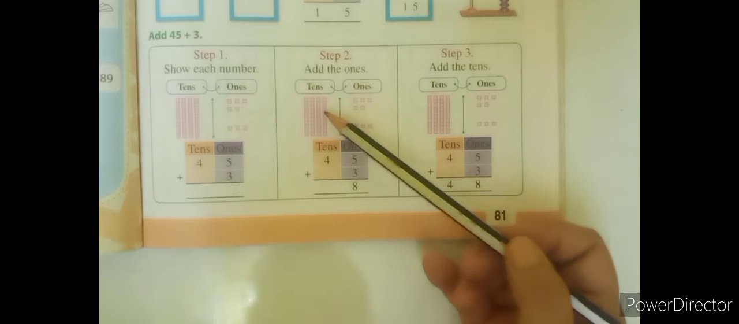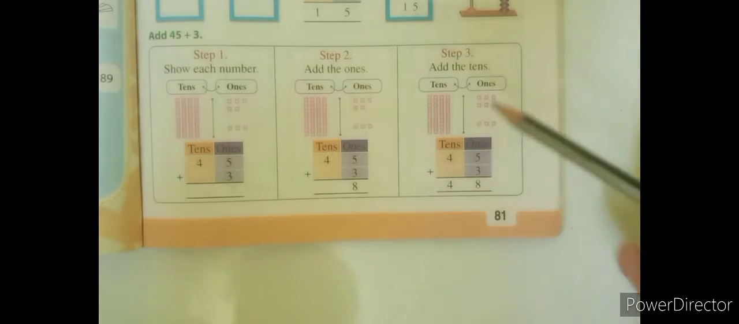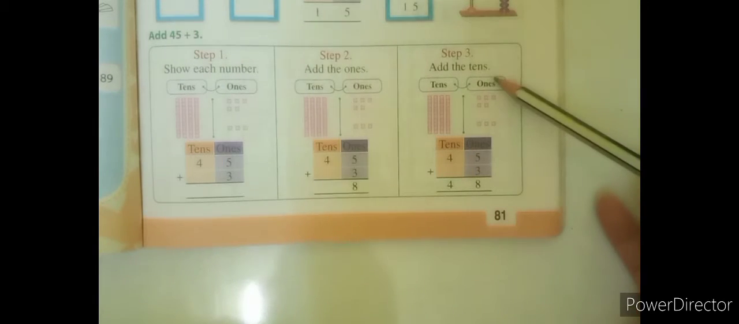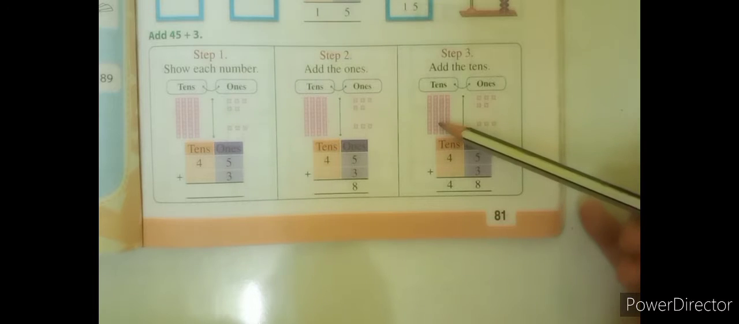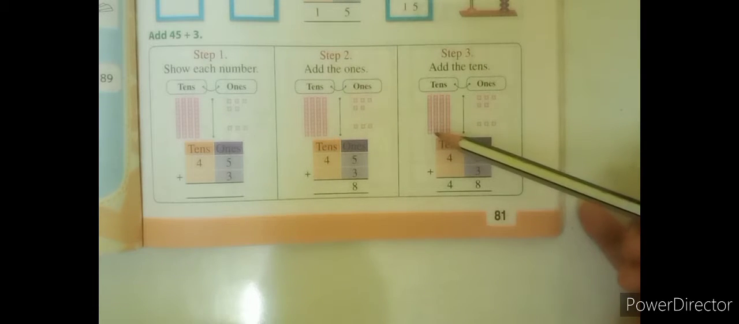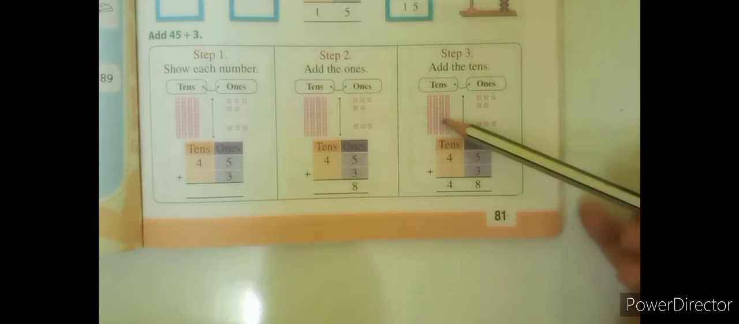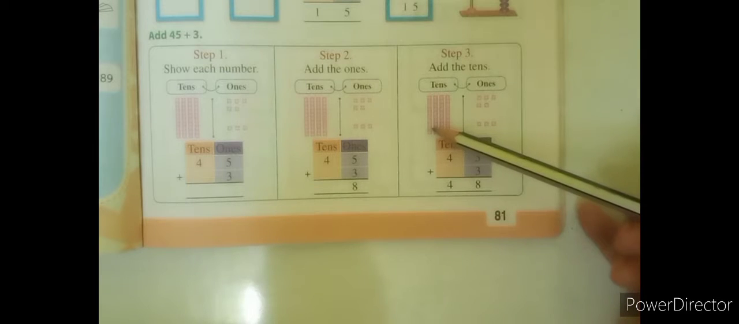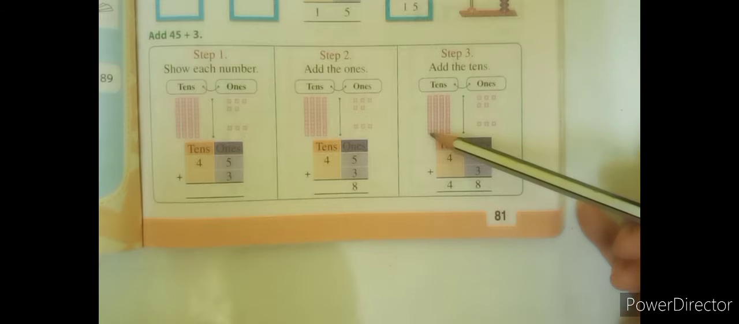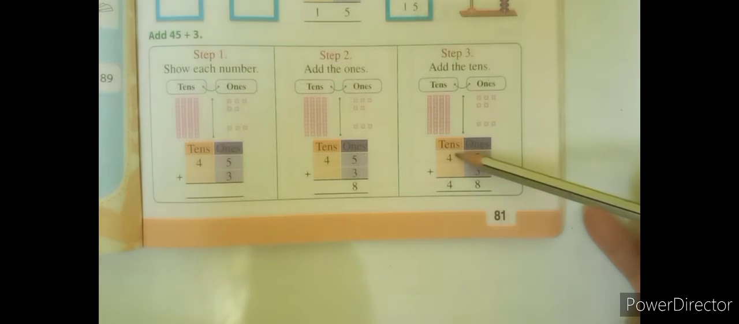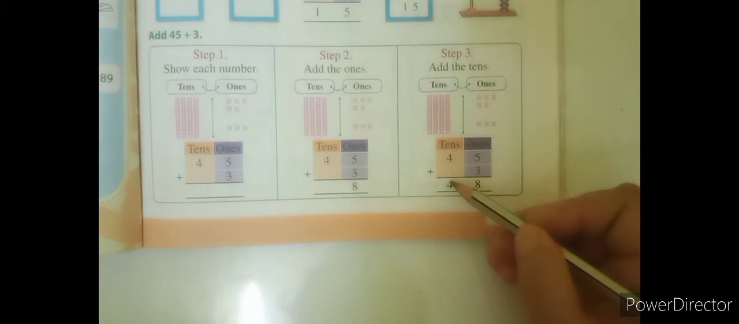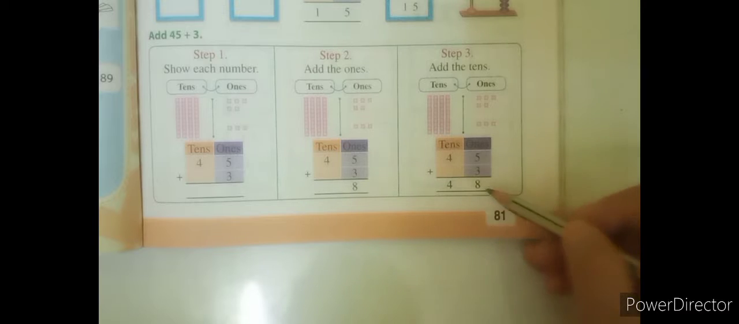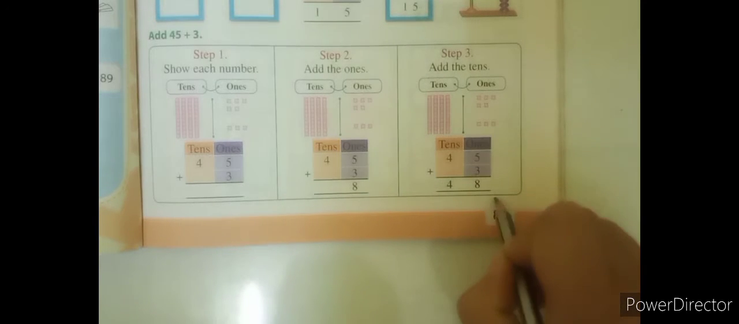Okay. Now your next step, step number 3, is you have to count the tens place. 10, 20, 30, 40. It means how many groups are here. 1, 2, 3, 4. 4 groups in the tens place. Now you have to write 4. Okay. Now your answer is 48.